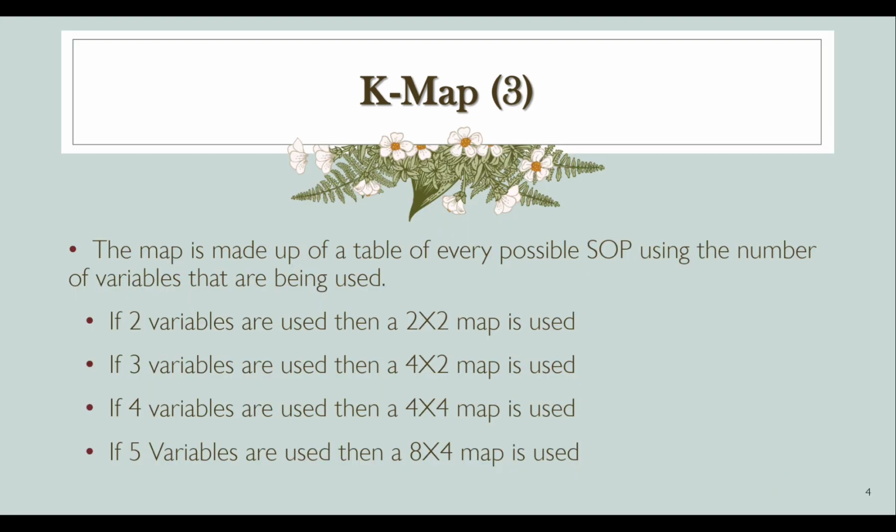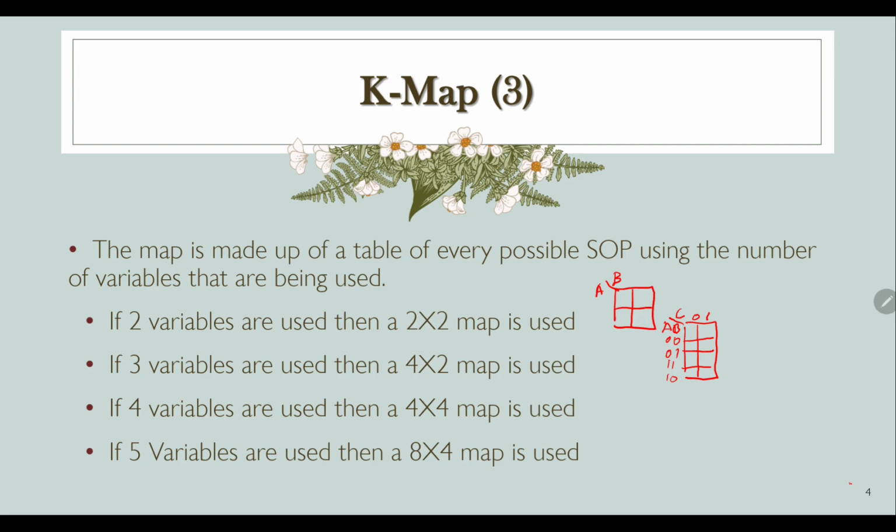For 2 variables, you will have a 2 times 2 map, like that. For 3 variables, you will have 4 times 2. The 2 times 2 one is A and B. For 3 variables, 4 times 2, this one is A, B, and C. C is 0 or 1, and AB can have 00, 01, 11, 10.